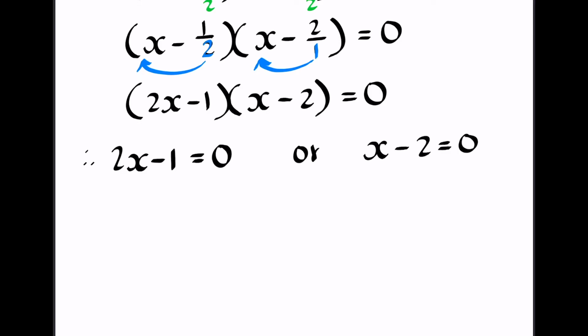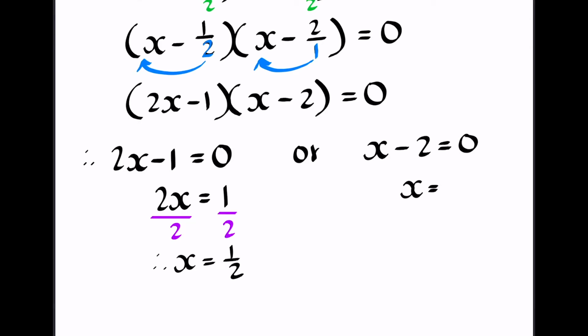So if 2x minus 1 equals 0, that means that 2x is equal to, I take the minus 1 across, it becomes a positive 1. Then I'm going to divide both sides by 2. So therefore, x is equal to a half. Or if x minus 2 equals 0, I take the minus 2 across, so x is equal to positive 2.